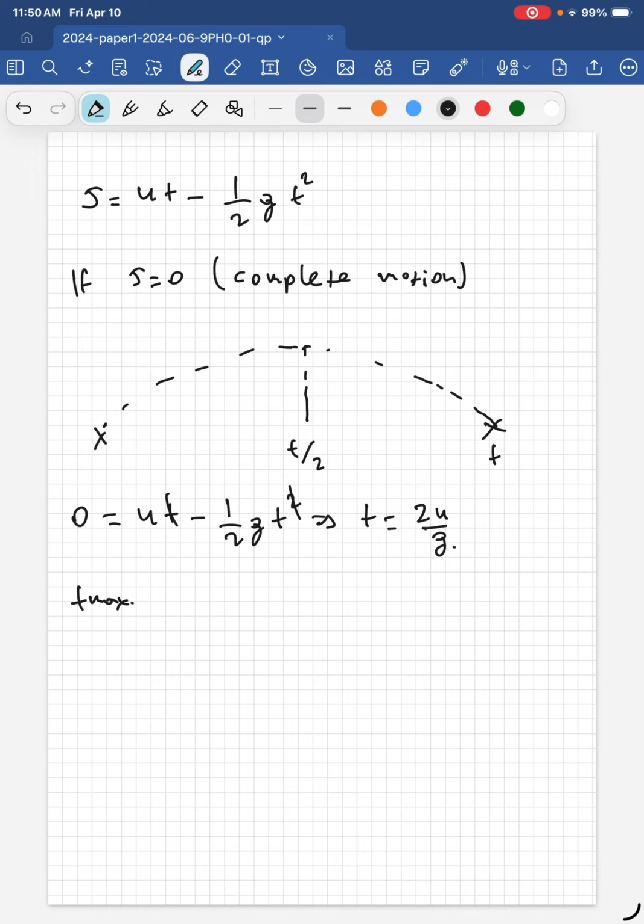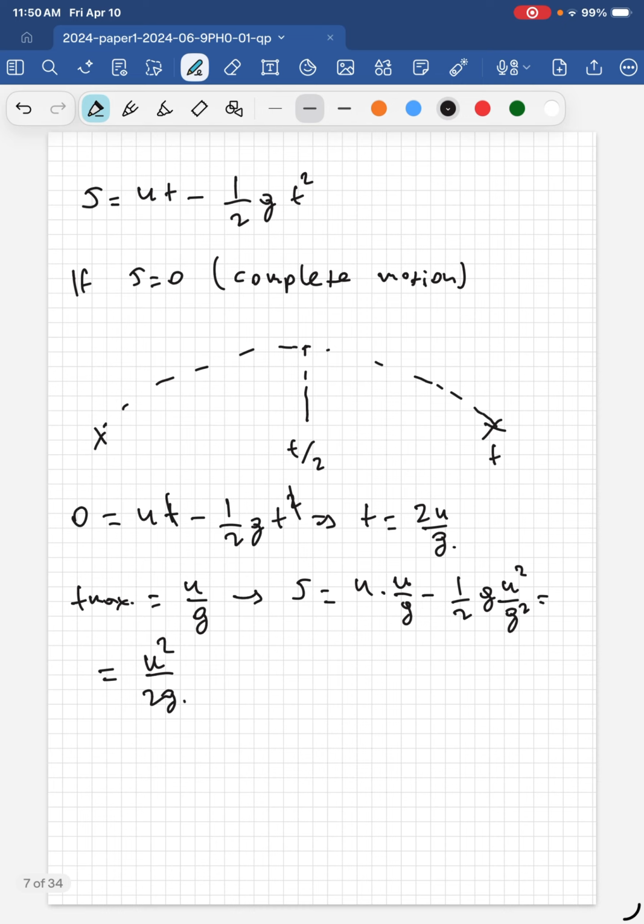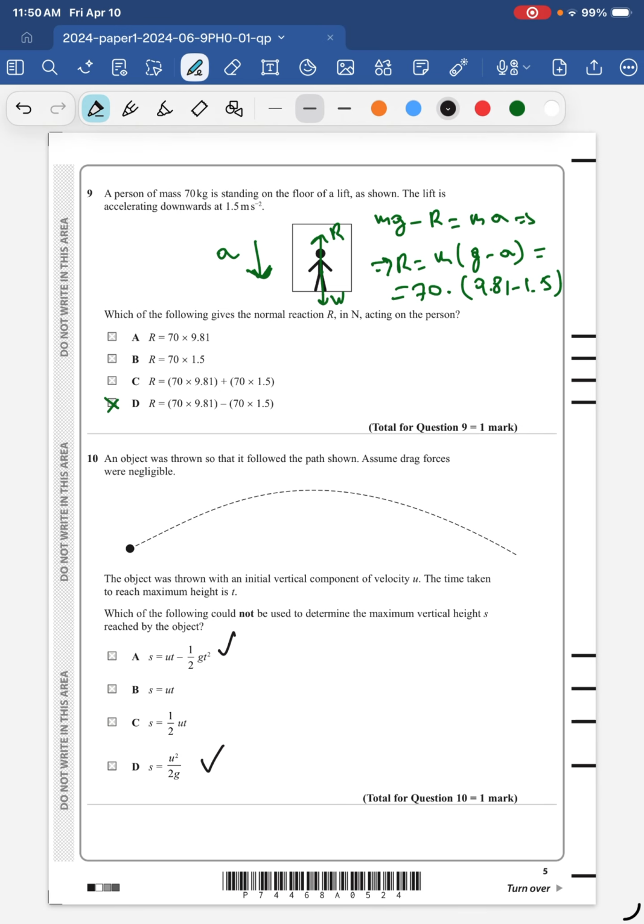So the t to reach the maximum height is u over g, and if we plug back into the Suvat equation, we will find u times u over g minus 1/2 g u squared over g squared. So the distance in the vertical direction is u squared over 2g. Okay, so you see how we actually used this Suvat equation, so that's correct. Then option D is actually the maximum height, which we just calculated, so that's a valid equation. And we are left with B and C.